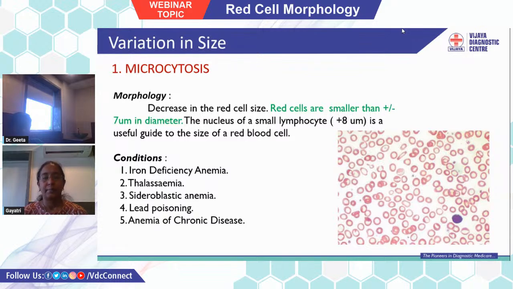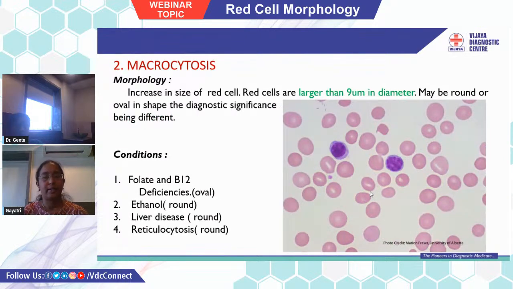It is usually compared with the size of the nucleus of a small lymphocyte, which is 8 micrometers. This is an H&E stain picture where we can see microcytes when compared with the size of a small lymphocyte. This condition is seen mostly in iron deficiency anemia, which we come across commonly in our day-to-day practice, thalassemia, sideroblastic anemia, lead poisoning, and anemia of chronic diseases.